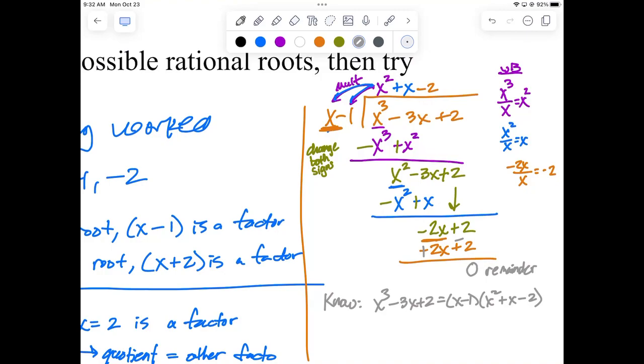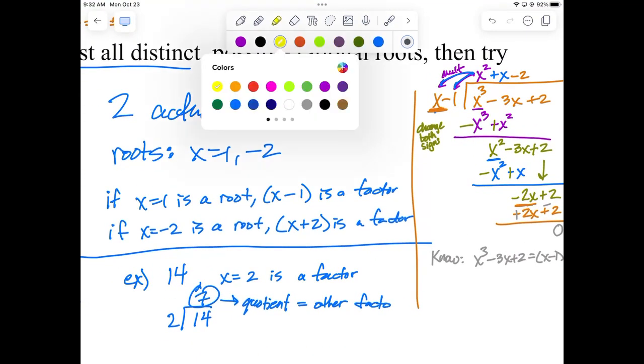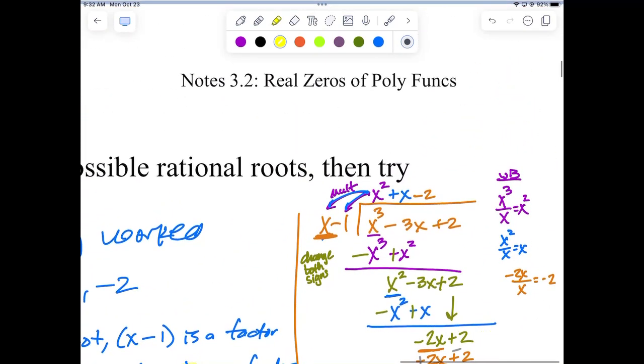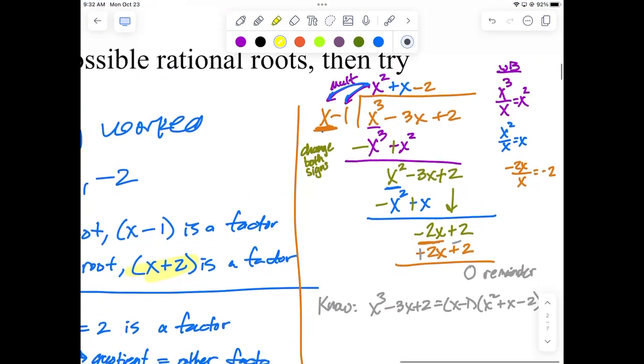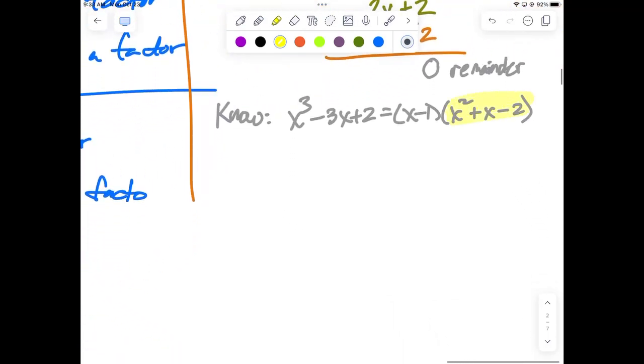Now we could do long division again with the other factor. What's the other factor that we still know? X plus 2, right? We could do long division with the quotient x squared plus x minus 2, and we could factor out the x plus 2 using long division again. Or we could do this. Once you get it down to a quadratic, we have a quadratic right here. Aren't we home free?